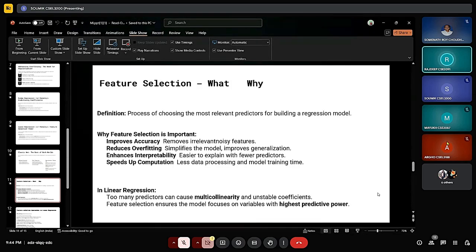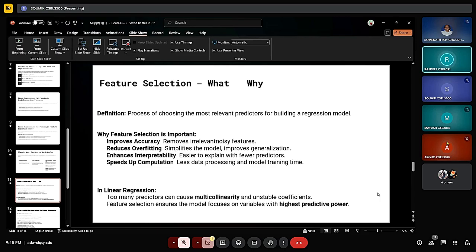Next we have the what and why of feature selection. Feature selection means the process of choosing the most relevant predictors for our regression model. Why is this important? Because it improves accuracy by removing irrelevant or noisy features, reduces overfitting, helping the model generalize better, and makes our models more interpretable and faster to run. In linear regression, too many predictors can cause multicollinearity and unstable coefficients. Feature selection ensures we only keep features with the highest predictive power.